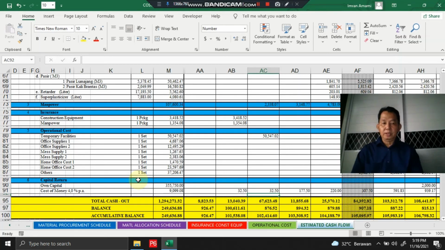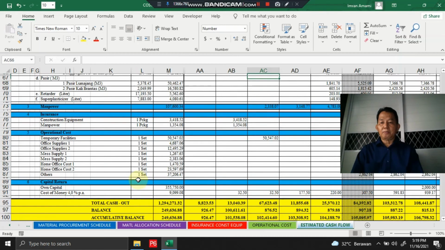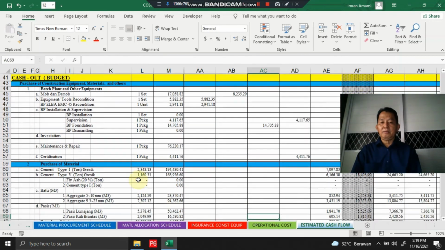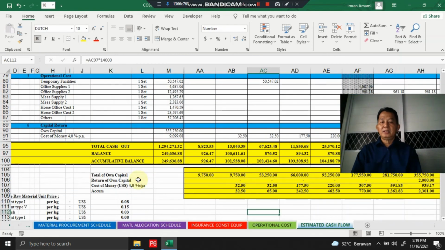This is cost of money. We calculate the project capital or company capital and return it back as a cost of money. And we make a schedule for paying the cost of money from own capital or company capital, a schedule for the cost allocation, for the refund of cost of money, for payment of cost of money.